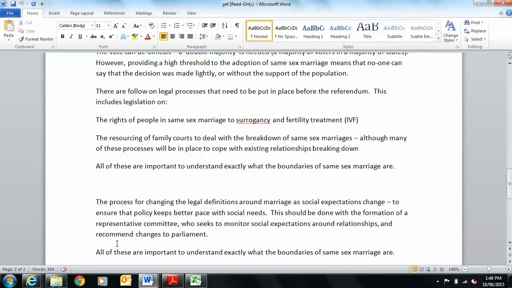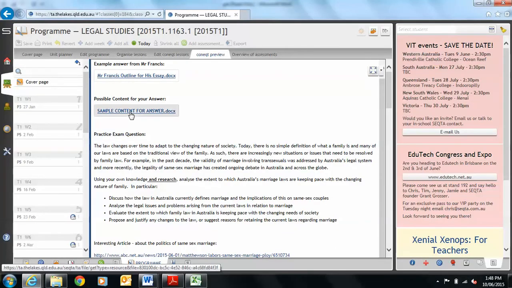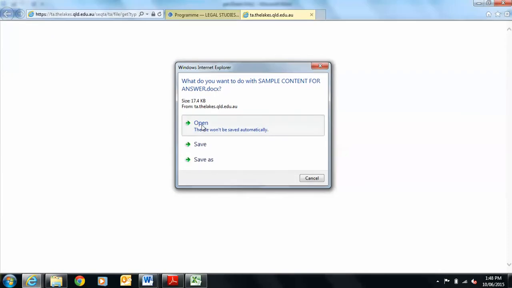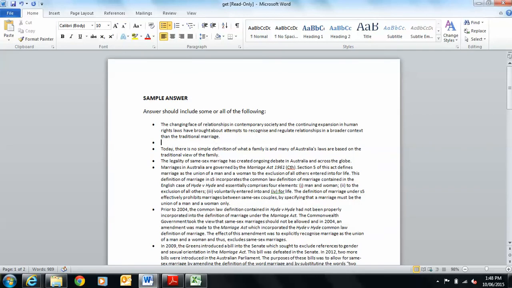Just remember, you don't have to argue one way or another. This is the way I've chosen to put together a basic example. In terms of that, I've also put together the sort of content that I think will be quite useful for you. So as you look through this, here are some of the points that might be relevant. The changes that have happened, right? And the fact there's not a simple definition.